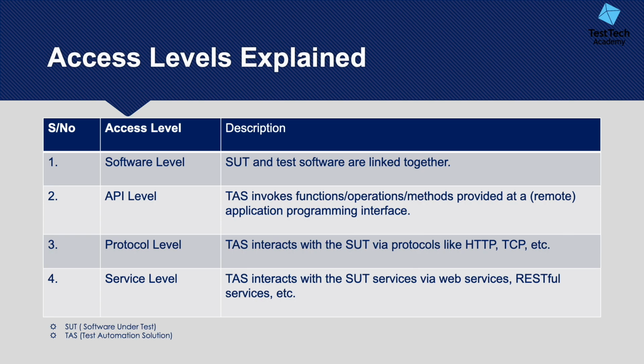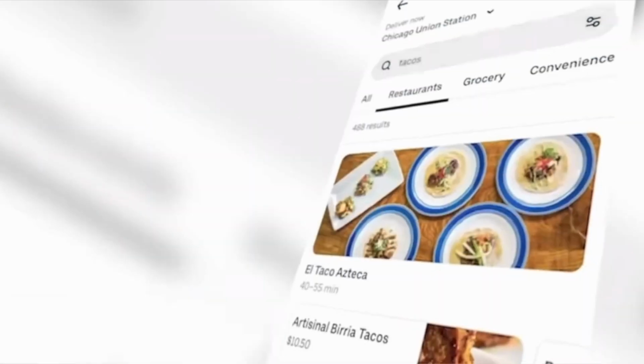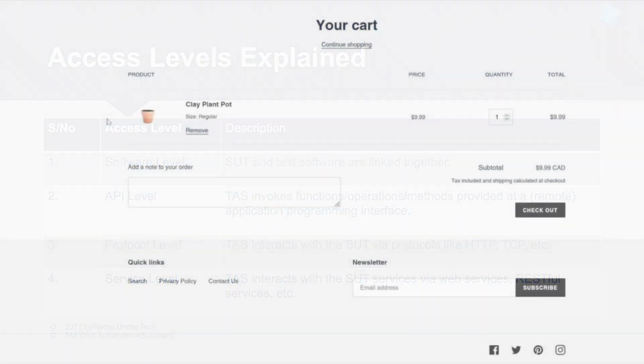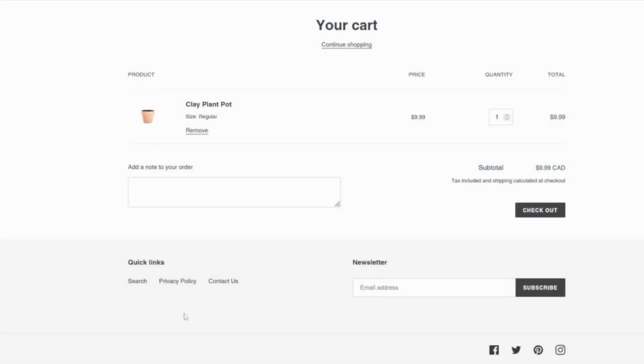The last one is the service level. A test automation system interacts with the services provided by the system under test, such as web services or RESTful services. It's like ordering food from a menu. We are utilizing software under test services to perform specific tasks. For example, testing an e-commerce website by placing orders through its checkout service.